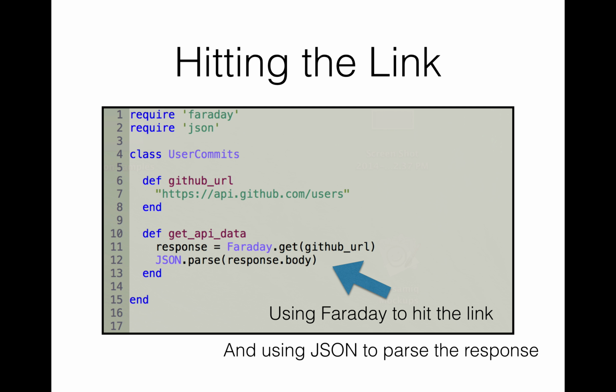Next, we're going to use Faraday to hit the link and JSON to parse the response. So you can see response equals faraday.get, and we pass it the GitHub URL, which is a string. And we're going to use JSON.parse response.body from Faraday to see what's coming back. Now this is a little bit more complicated than we necessarily need to make it, but this is very clear, and there's a lot of different ways to access APIs, but this one sort of lets you know what's going on under the covers.